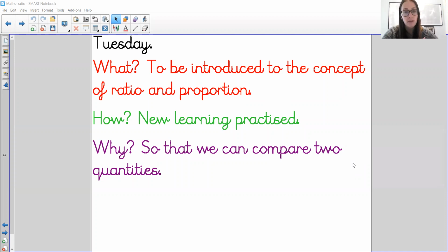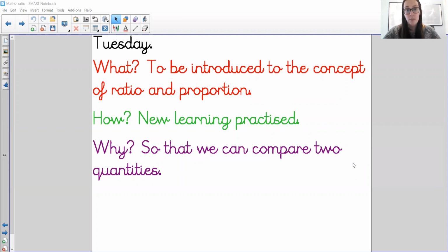So we are starting a brand new topic for this week and next week and maybe the week after. We'll see how we go. So what are we doing? Well, today we are going to be introduced to the concepts of ratio and proportion.